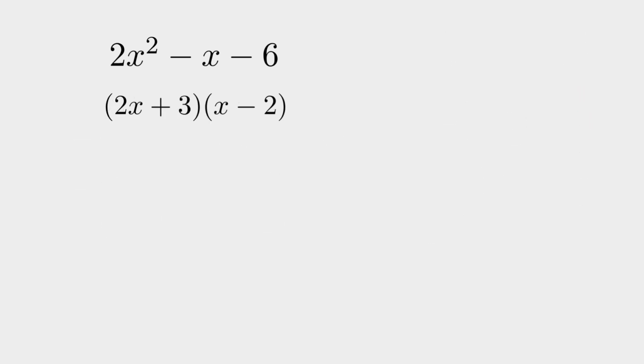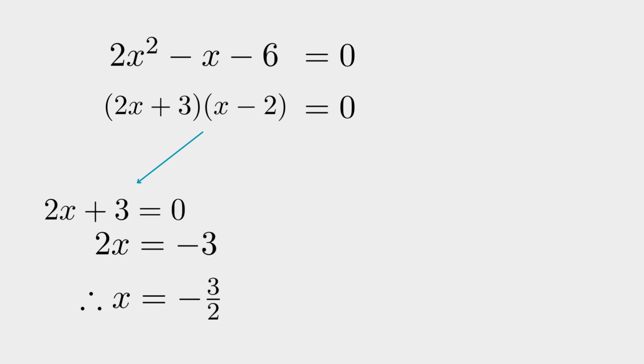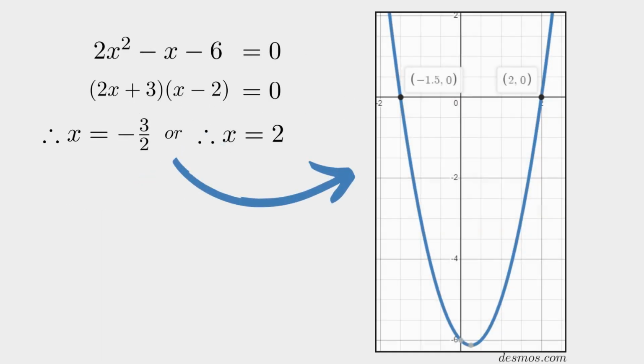One important reason why we factorize quadratics like this is to find the roots of the quadratic, also called the x-axis intercepts. To find the roots, we need to make the expression equal to 0, because when y is 0, your x values will be the roots. If any of the brackets are equal to 0, then anything multiplied by 0 will be 0. So you can say 2x plus 3 equals 0 and solve for x. And then you can say x minus 2 equals 0 and also solve for x. These two answers for x will be your x-axis intercepts, like so.